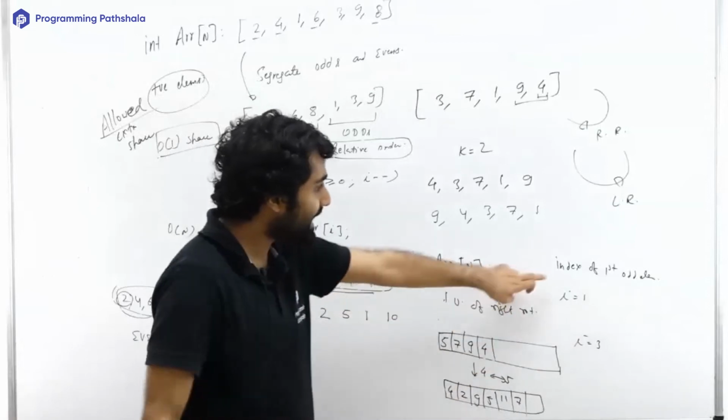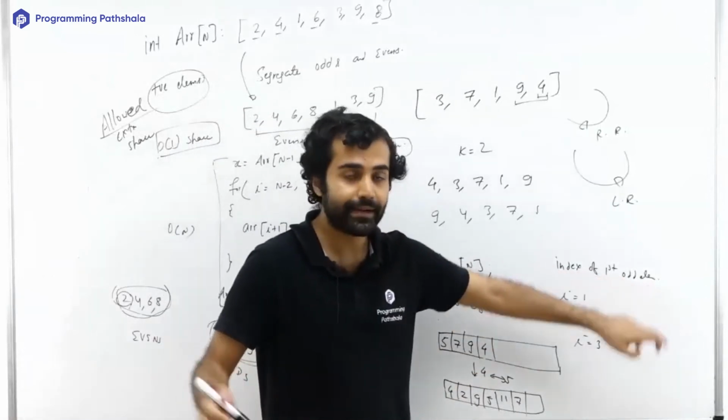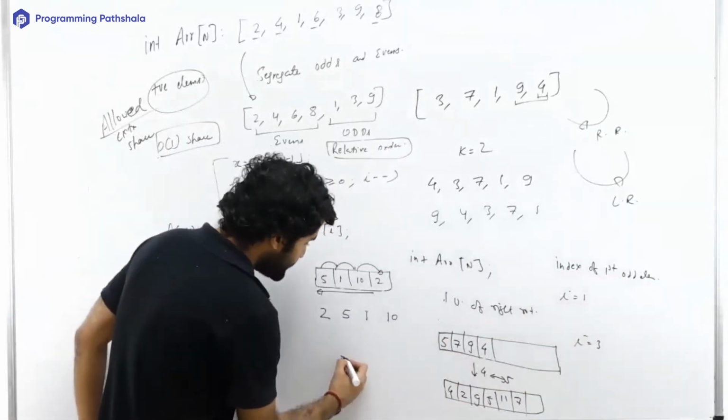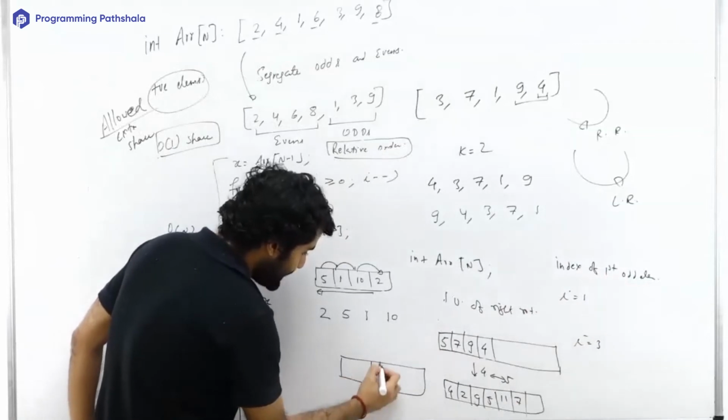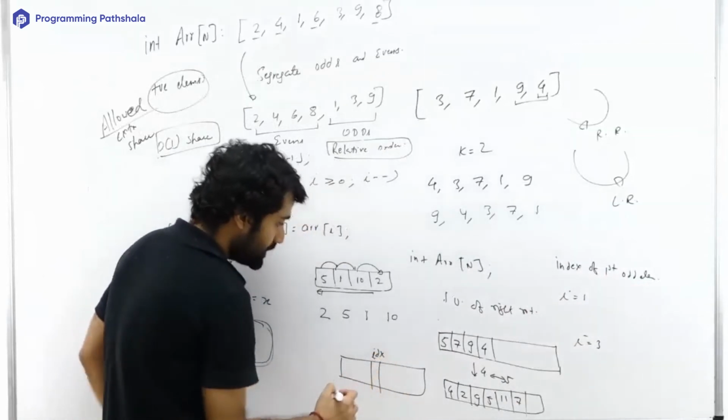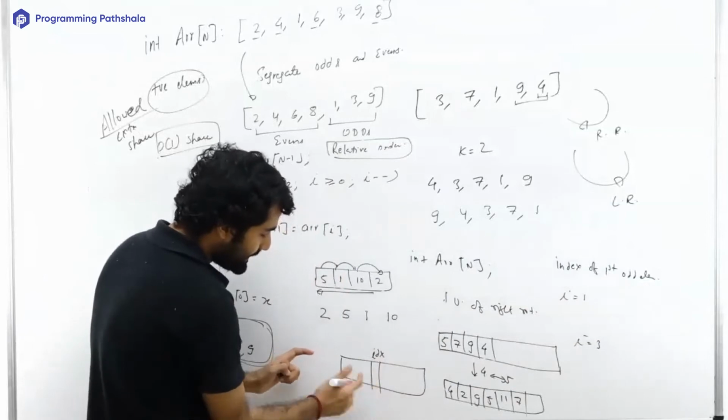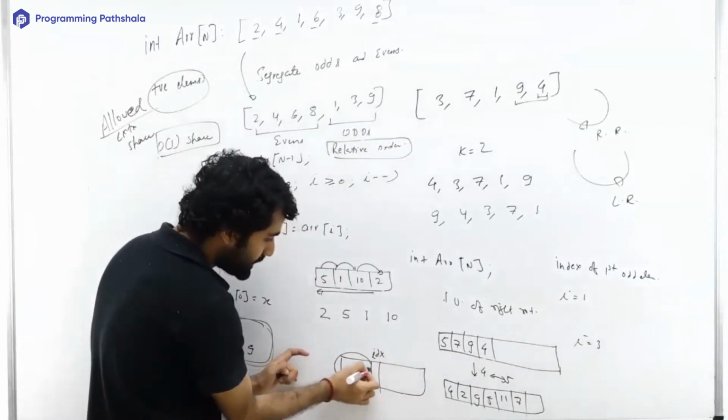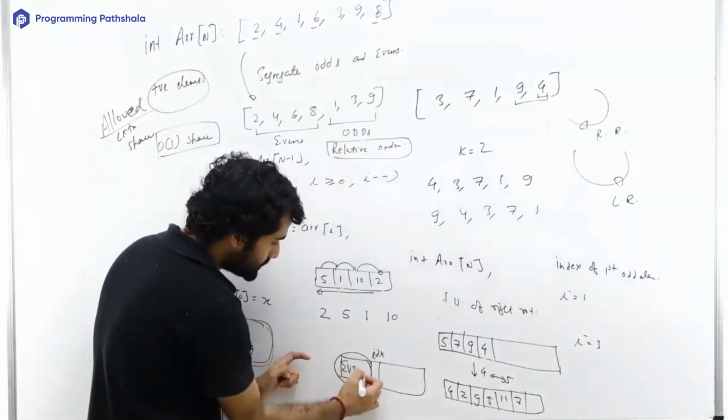Okay, why am I saying index of first odd element? Because if the index of first odd element is over here, now because it is an odd element, it is guaranteed that everything before it must have been even.